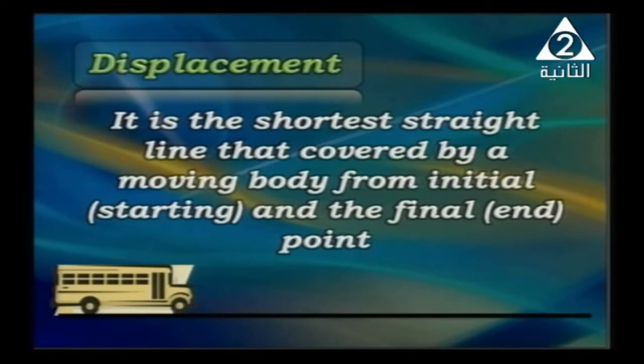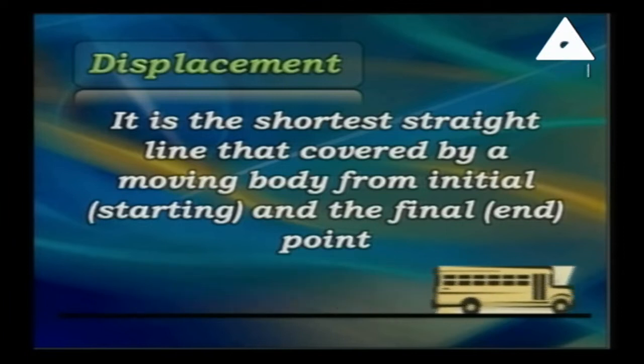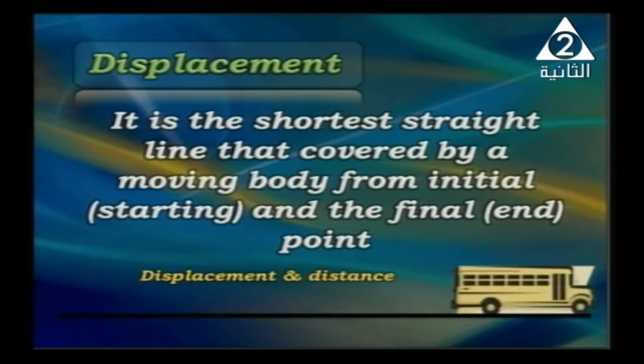Like this, if I move this car from here to here like this, it means distance. Here it's the displacement because it moved the distance and displacement in one straight line. In this case, just in this case. So starting again, the displacement means the shortest straight line covered by a moving body from the initial, starting or original point to the final or end point.